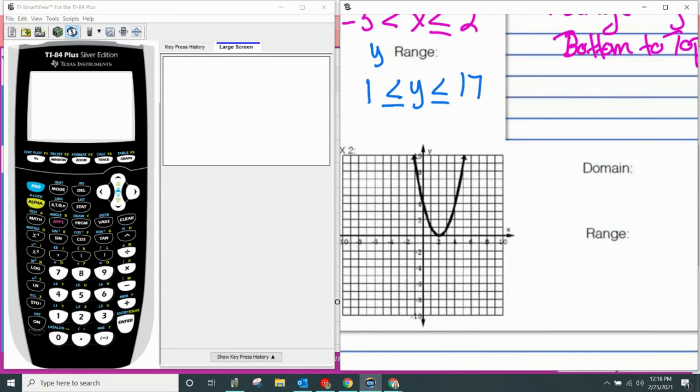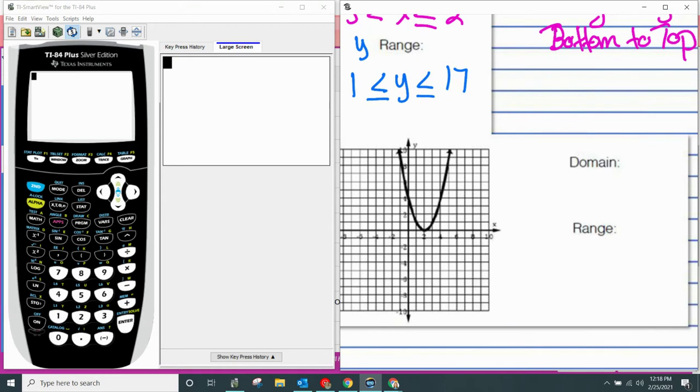So the same thing, domain is x. We would do our inequality symbols, and we're trying to figure out how far this picture goes left to right. So if I come over here and start trying to box this guy in, wait, I noticed something on the end. What is on the end of my graph?